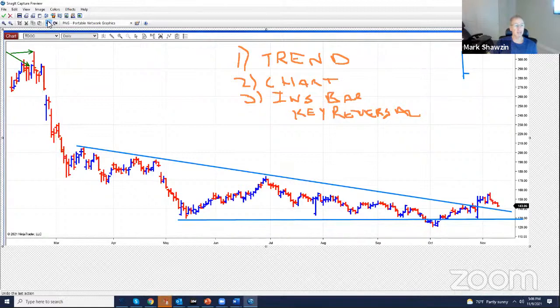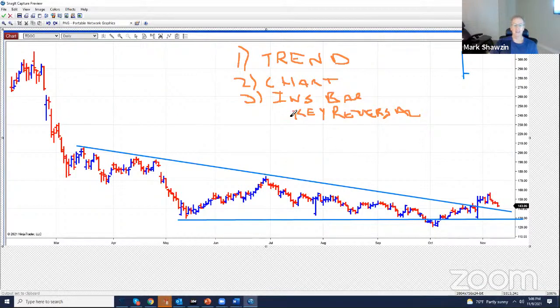So I don't trade key reversals just in a vacuum. Every time I see a reversal that points higher, so you can see here's a reversal, but there was no follow through because this is a downtrend. So I don't just buy something like this because I see a reversal. It has to be in context with the trend and the pattern.